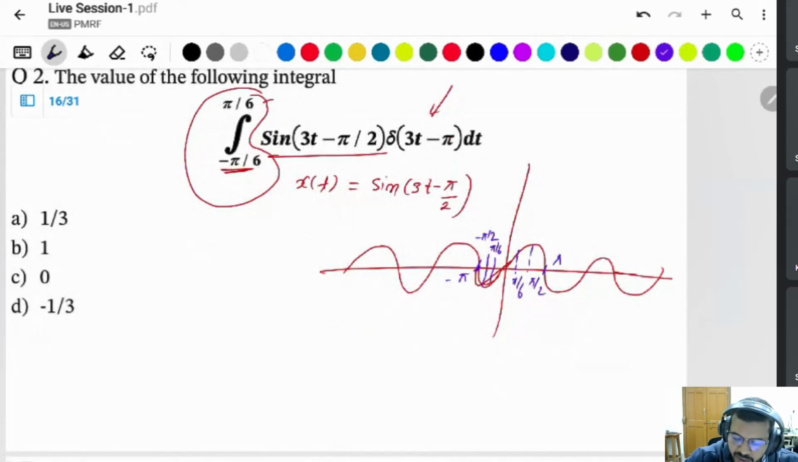The signal is presented only for minus pi by 6 to plus pi by 6, not the whole signal. There is no need for the whole signal. He is asking about minus pi by 6 to plus pi by 6 only.